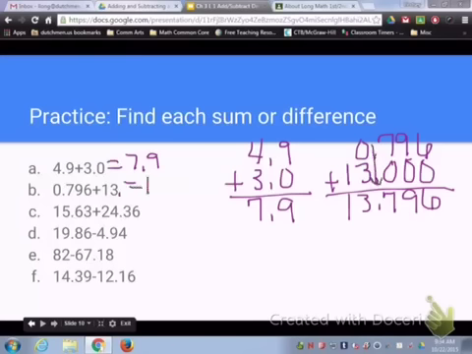Now, what I want you to do is to work out the next 4 problems for your exit ticket, and you will put these in the Google form that I shared with you.